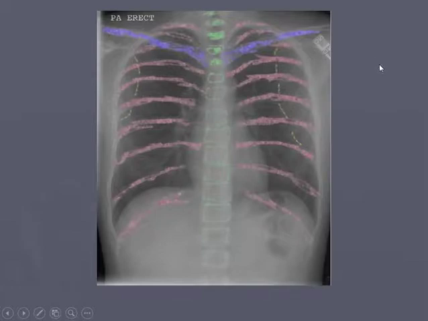Here I've highlighted all the pertinent bones. Again, 1, 2, 3, 4. I was actually off a rib. I missed this one up here. 1, 2, 3, 4, 5, 6, 7, 8, 9, 10 ribs. We can definitely see the vertebrae. We can see the clavicles, clavicular heads, nice midline.